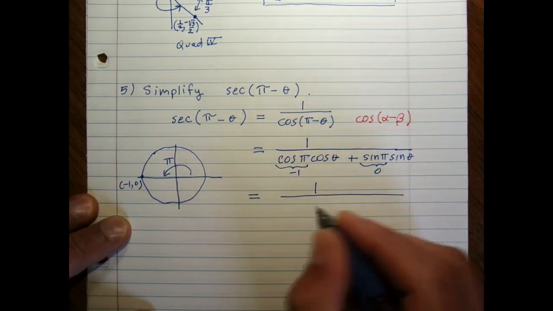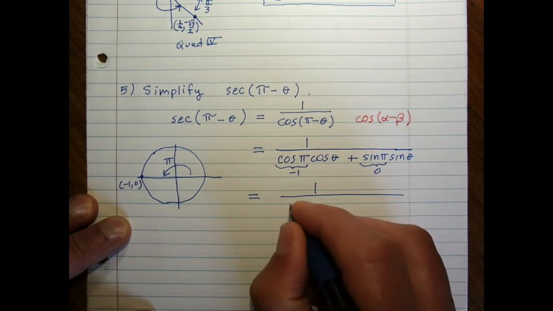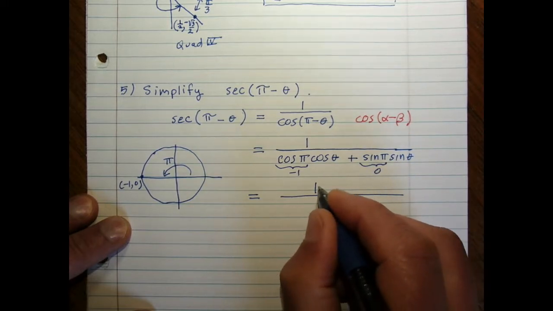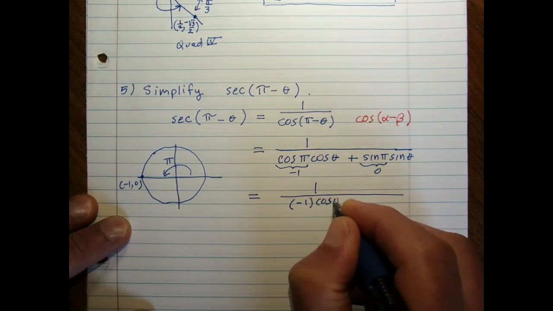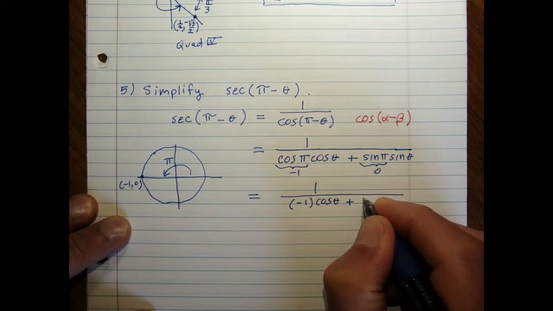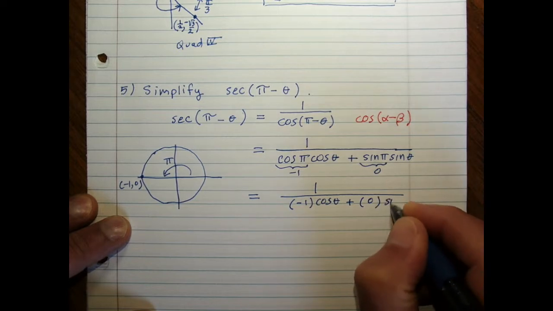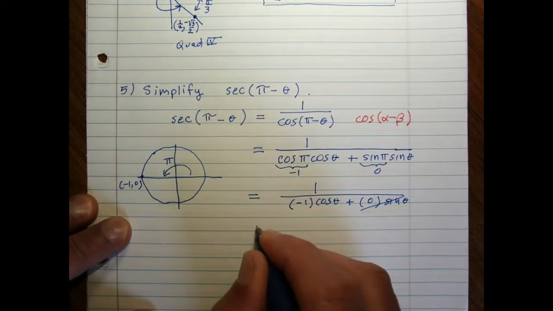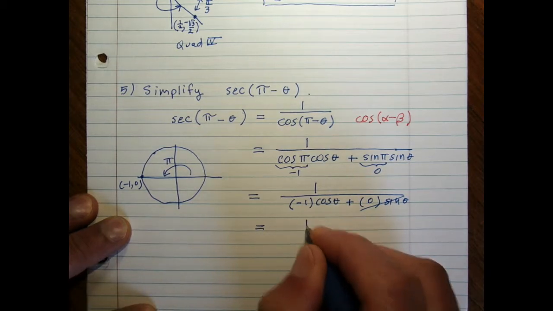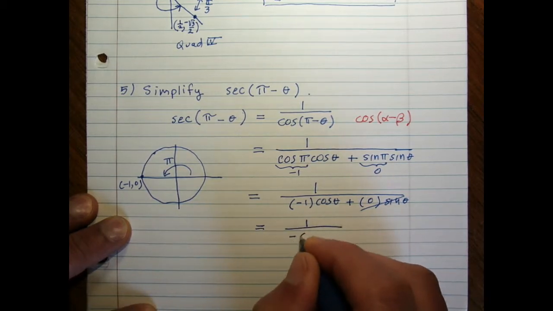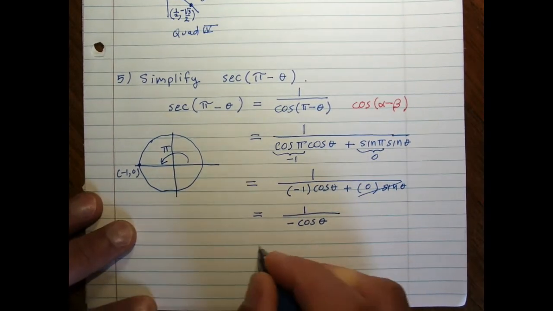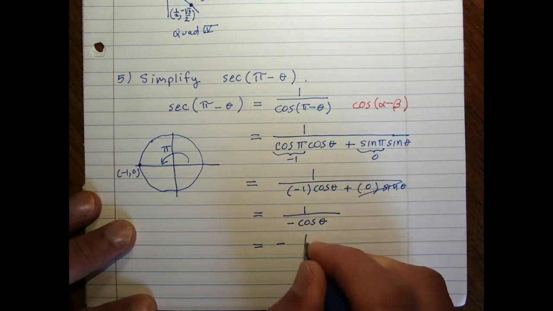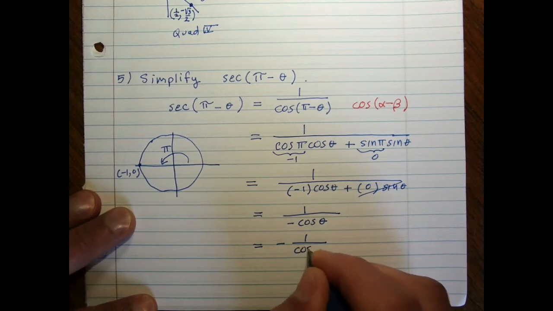So this big mess in the denominator becomes, let's see, altogether we have 1 over -1 cosine theta plus 0 times sine theta. So that whole second term drops out in the denominator. We just have 1 over minus cosine theta. We can pull the minus sign out in front, right? That is minus 1 over cosine theta.